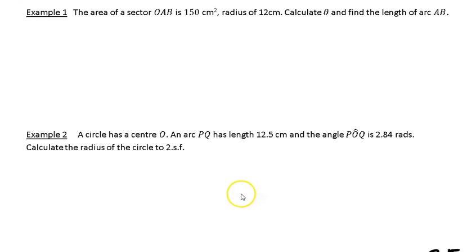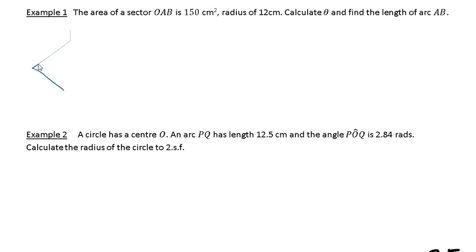We're going to look at a couple of examples on these now. Okay, first example says the area of a sector OAB is 150 centimeters squared. The radius is 12, and calculate theta, and then find the length of the arc AB. Okay, I'm going to do a diagram just to keep me right here.